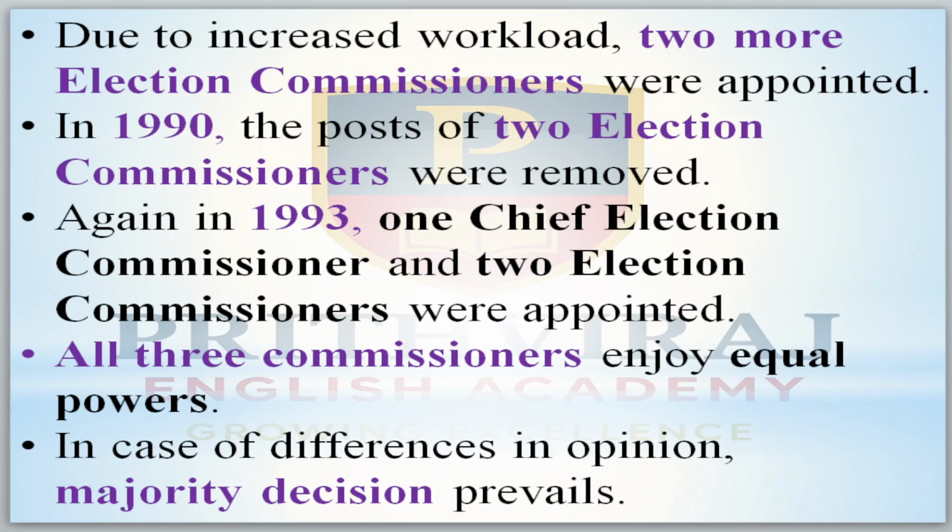Okay, and all three commissioners enjoy equal powers here. The Chief Election Commissioner and the other election commissioners are going to enjoy all equal powers. In case any difference arises, the majority decision will be followed. Three are there, right? If there is a difference between them, the three will vote, and whose opinion gets the majority will proceed.